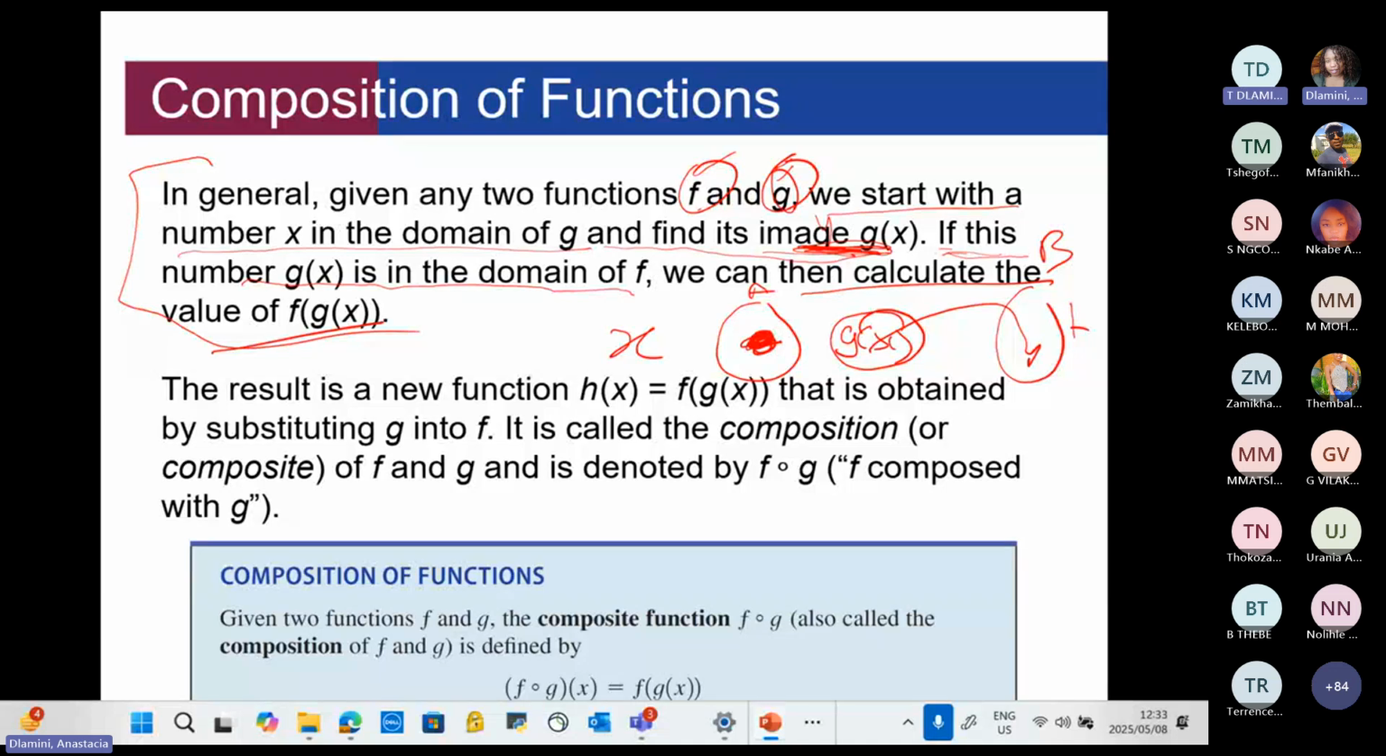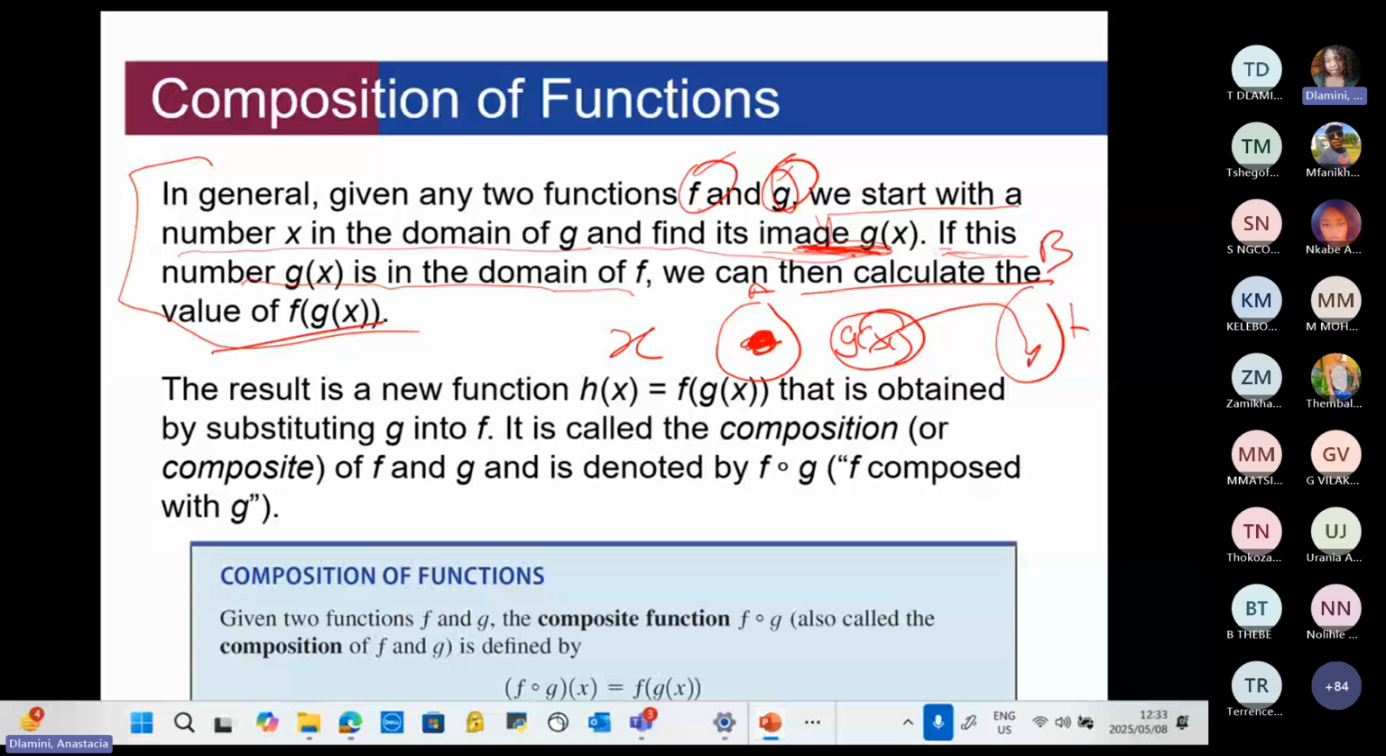So meaning that, remember, g of x cannot have a domain. Guys, x has a domain. What doesn't have a domain, ma'am? g of x, because g of x is an image, it's y. Okay.